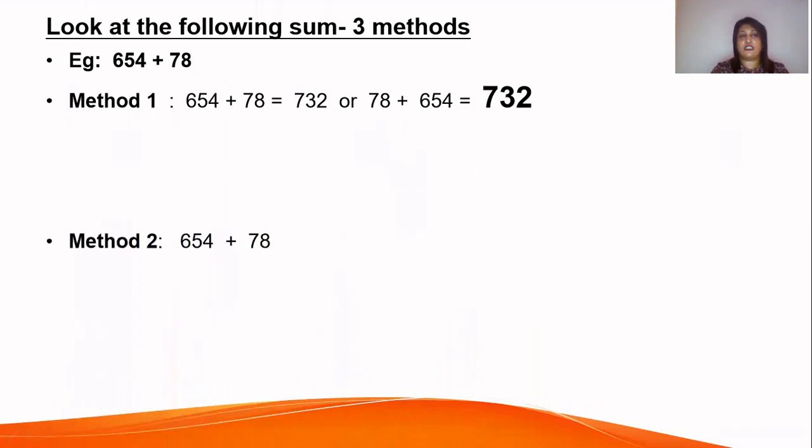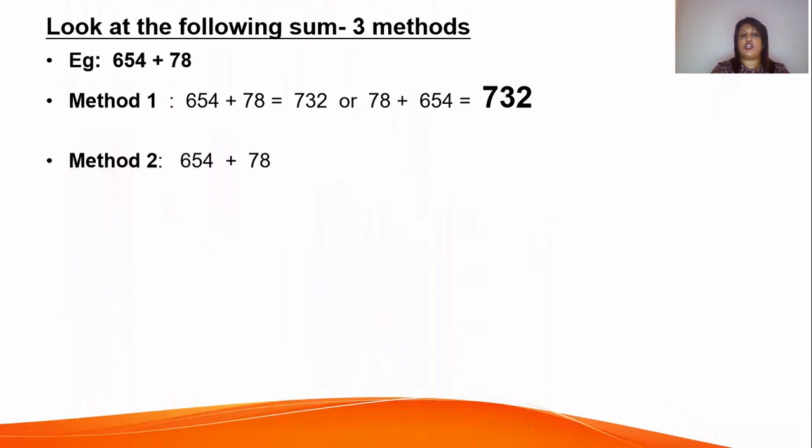654 plus 78. Method 2 says decompose both the numbers, which means I'm going to break down both the numbers. So my first number, I broke it down into 600 plus 50 plus 4. Now, my next number is 70 plus 8. There's no hundreds here. It's only 70 plus 8.